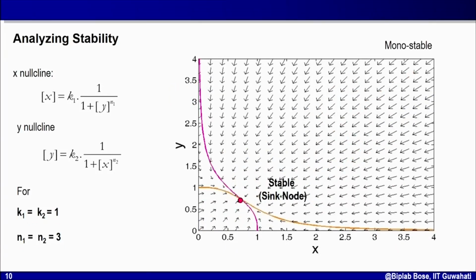Let's see what happens if I change k1, k2. Now I have reduced the rate of production for both the proteins. Now you can easily see these are the null lines, the pink and yellow lines that we have drawn. The phase portrait is drawn here with all the arrows. The intersection point, the steady state, is the red one. You can see all arrows are collapsing at this steady state.